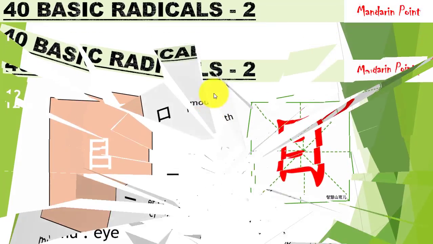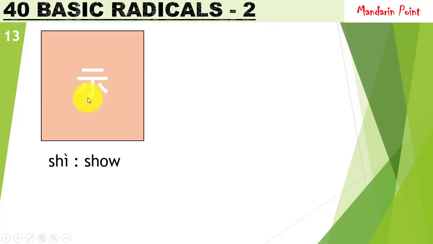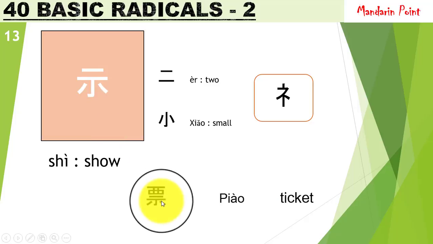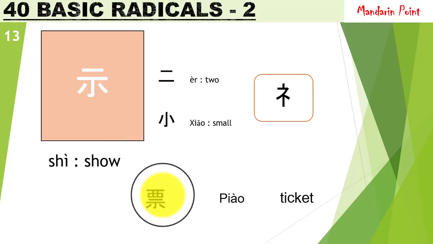The next radical is shi, meaning to show. Let's simplify this character. The top one is er, meaning two, and the lower one is xiao, meaning small. It also has another shorter form, which is this one. So this one is also representing activities which are related to showing. For example, piao means ticket, and you can see it is placed on the bottom side. So piao or ticket is something that is always to be shown.